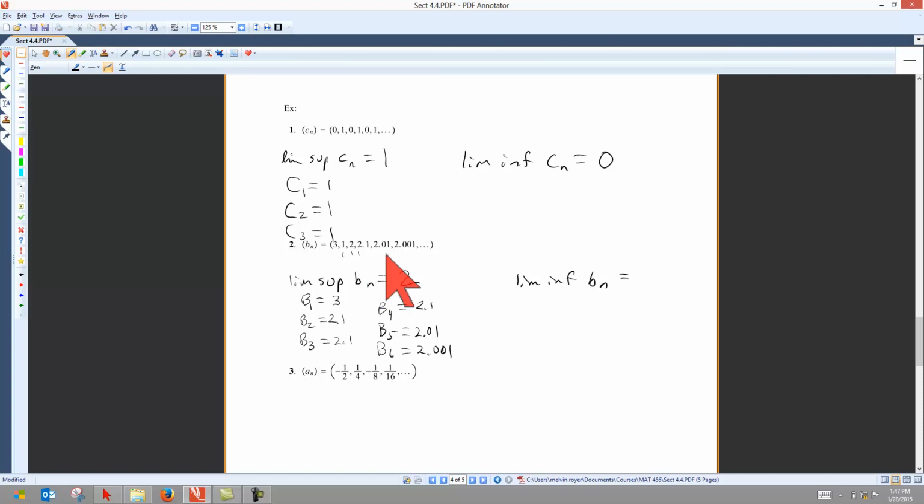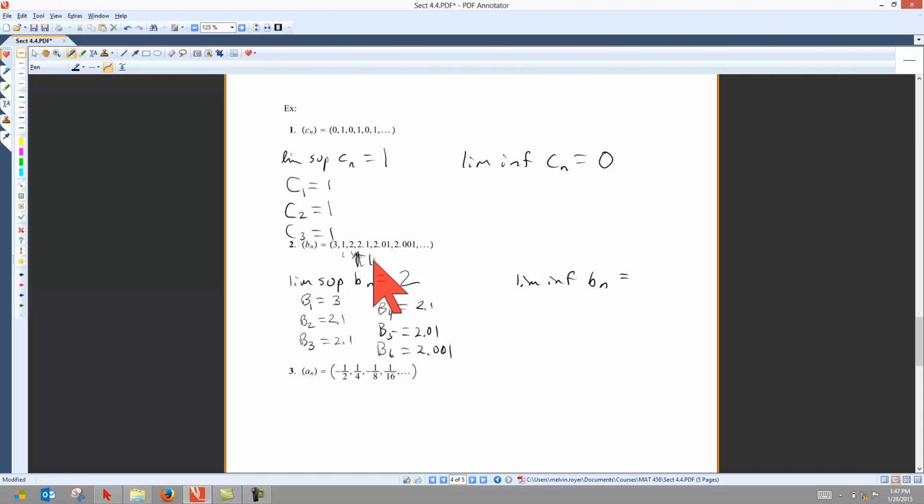Okay. So notice that when I'm here at the 2.1 and looking forward, I don't have a smallest element anymore. I can still talk about the infimum of this sequence though. The infimum of 2.1, 2.01, 2.001, and so on going forward is 2.